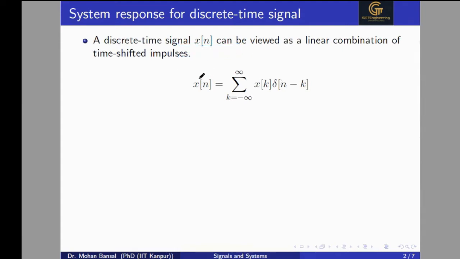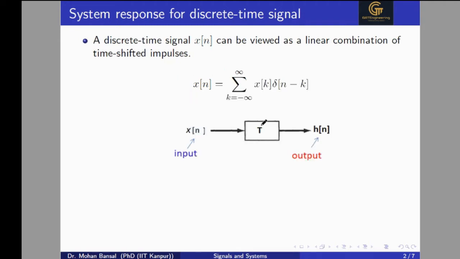Here we can see that x[n] is the input signal, which is represented by the summation of k equal to minus infinity to infinity x[k] delta[n minus k]. x[k] is the magnitude value at the impulse n equal to k, and delta[n minus k] represents the impulse location. We have discussed this in detail in the last video. You can go through that video. The link of that video is given in the description box.